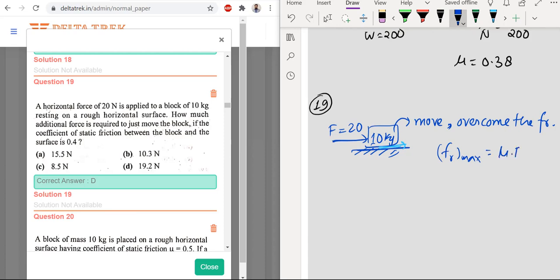it is mu into N. So mu is how much? It is 0.4. N is how much? 10 into g. So it is 100. So the force required is 40 Newton. How much we have? 20 Newton. So it means it requires 20 Newton extra.